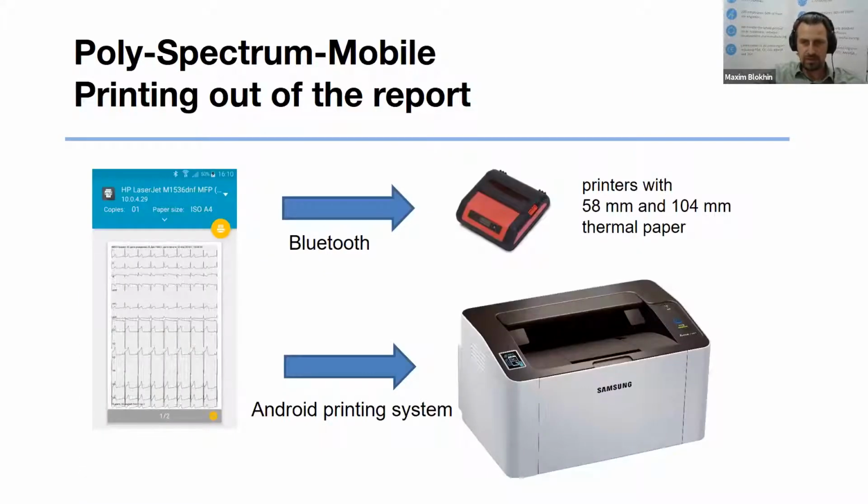Polyspectrum Mobile supports printing using two types of connection. Bluetooth connection allows you to use mobile printers with thermal paper. The Polyspectrum Mobile software has adapted reports for 58 millimeters paper and 104 millimeters thermal paper. And the second connection is Android printing system. Android printing system can print ECG on all models of printers. It's the ordinary office printers.